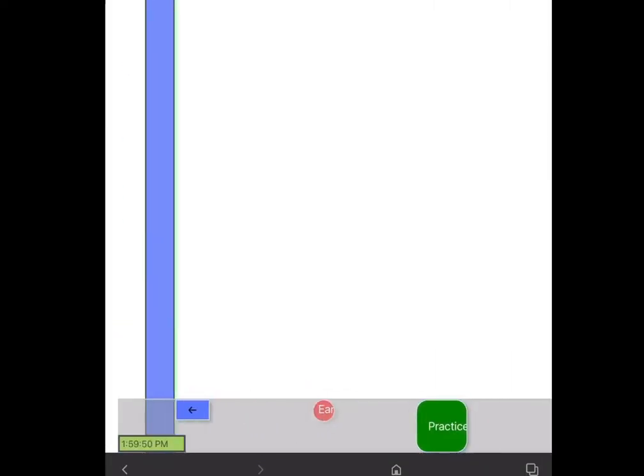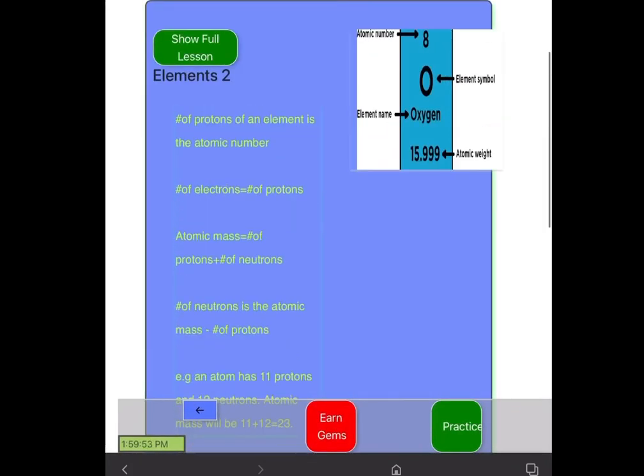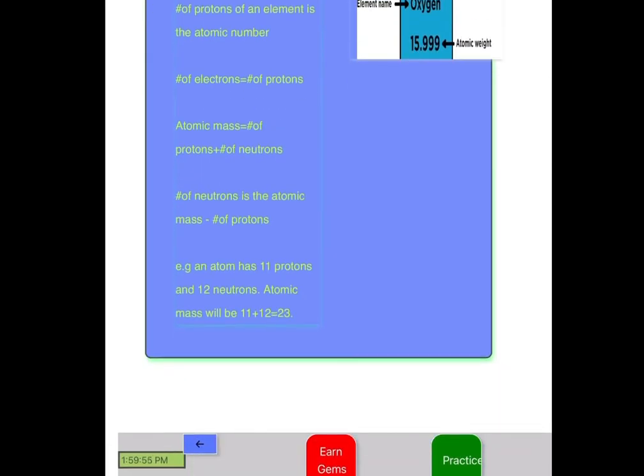So the next page right here shows us a bit more about how to read the periodic table. If we look at the diagram on the right, the number of protons of an element is the atomic number. So the atomic number is the number that's on top of the symbol. So for the diagram on the right, the atomic number of oxygen is 8.